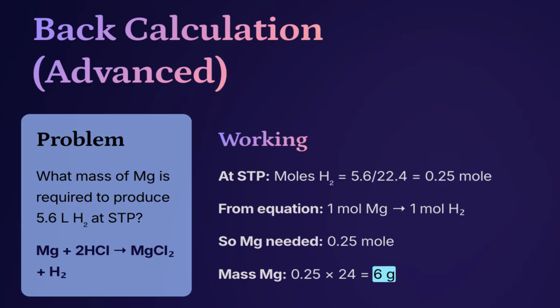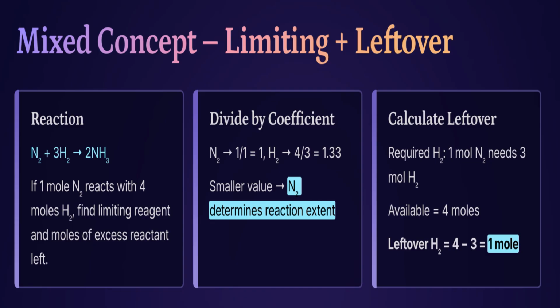Advanced back calculation problems involve working backward from the product. Sometimes you're given product volume and asked to find reactant mass. To find the mass of magnesium required, first find the moles of H2, then use the stoichiometric ratio, resulting in 6 grams of magnesium. For mixed concepts involving limiting and leftover reactants, identify the limiting reagent by dividing by the coefficient. Then, calculate the leftover amount of the excess reactant. Here, 1 mole of H2 is leftover. Balance and comparison are key here.